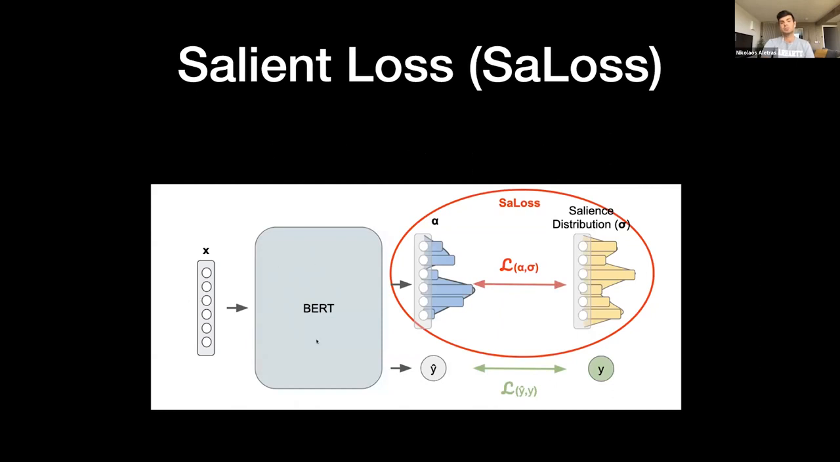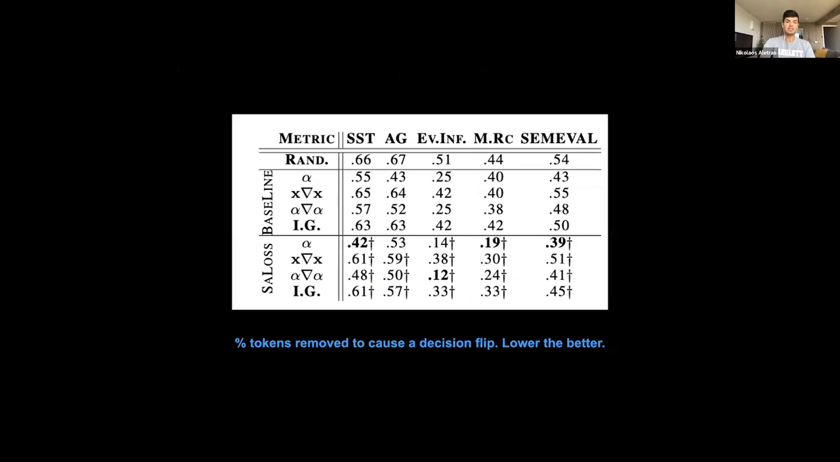You pass your input through BERT, and then we have the classification loss and what we call the salient loss, SAL loss. We try to bring together the attention distribution and the salience distribution that has been computed with TextRank. And by doing that, we found empirically that it works really well, especially for attention-based scores.